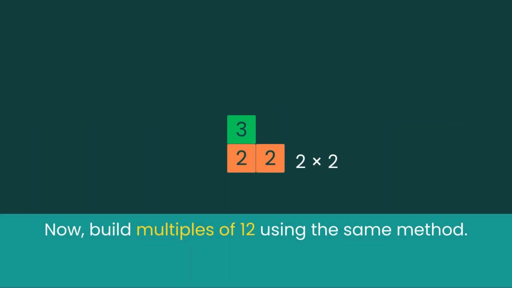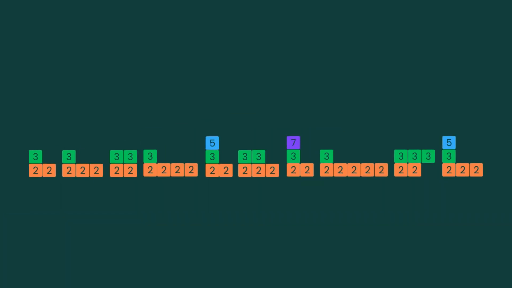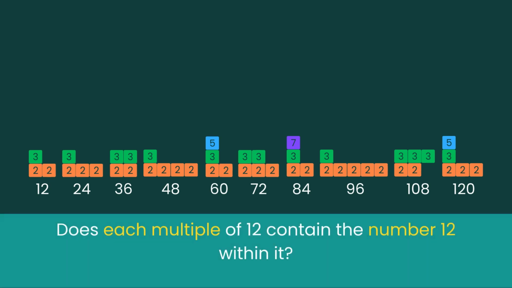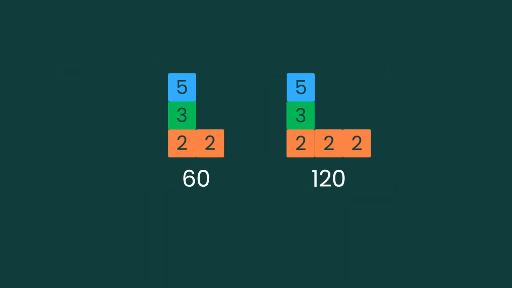Now, let's take another number, say 12, and build its multiples using the same method. What multiples did you get? You got it! The multiples are 12, 24, 36, 48, 60, 72, and so on. Superb work, everyone! Does each multiple of 12 contain the number 12 within it? Do you see any patterns in the multiples of 15 and 12? Observe closely. Yes. Some of the multiples are identical, like 60 and 120. These are common multiples of 15 and 12.